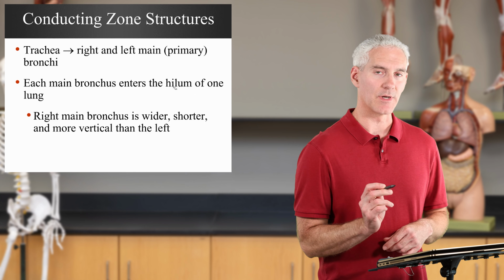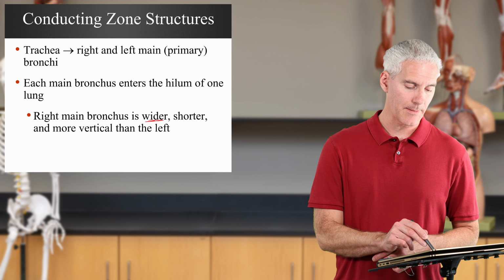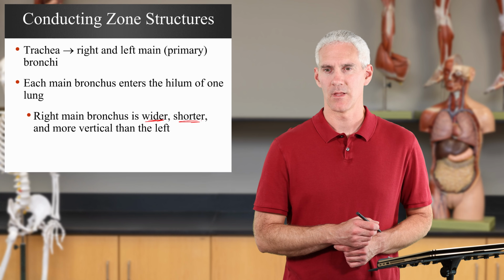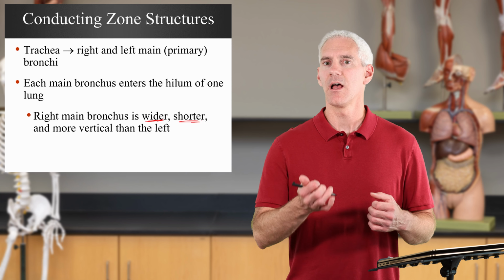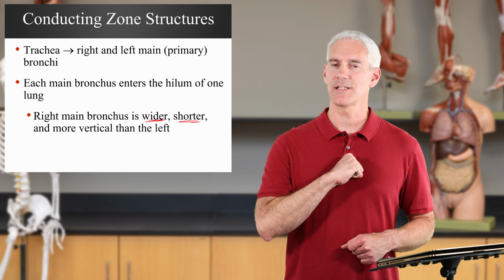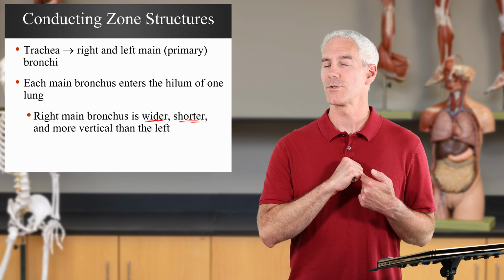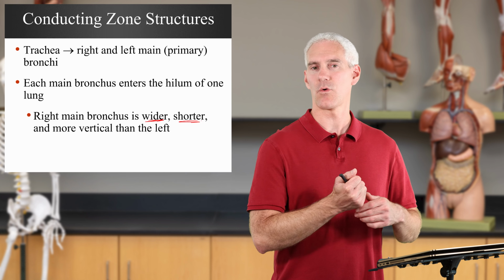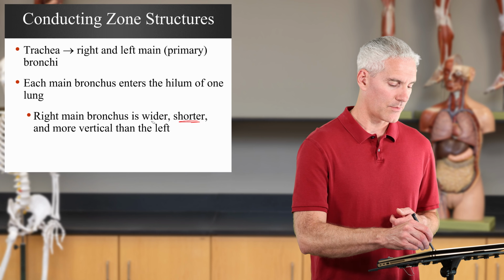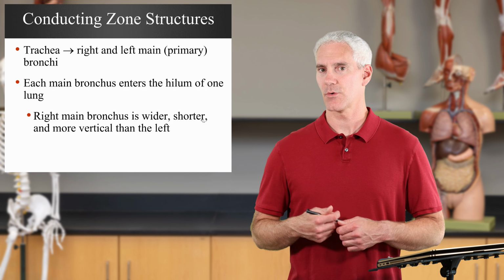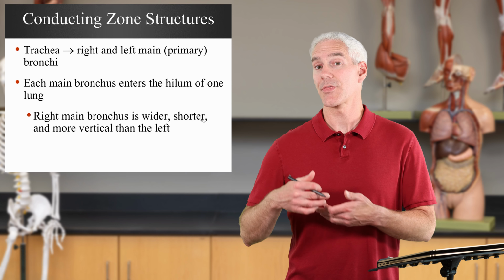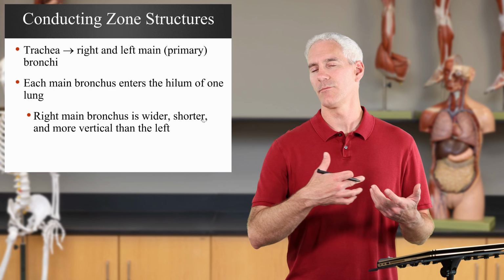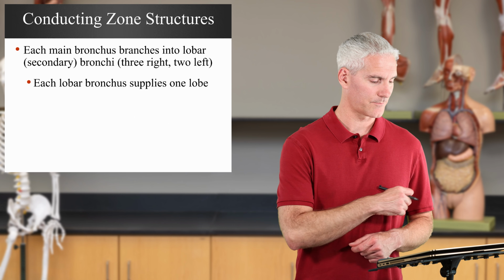Now what's interesting though is the right main bronchus is wider and shorter. So why is there any difference? The heart offsets just a little bit to the left, which causes the left main bronchus to be a little bit longer and not quite as wide. So the right is wider and shorter. Plus, you're going to end up with 3 lobes on the right, 2 lobes on the left. So you have a little more heading towards the right.